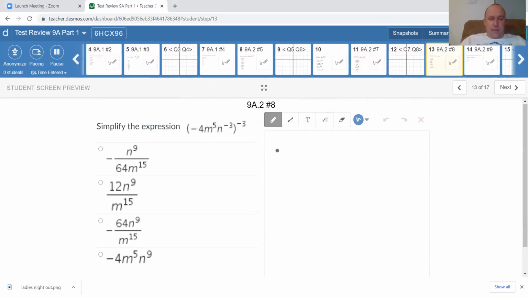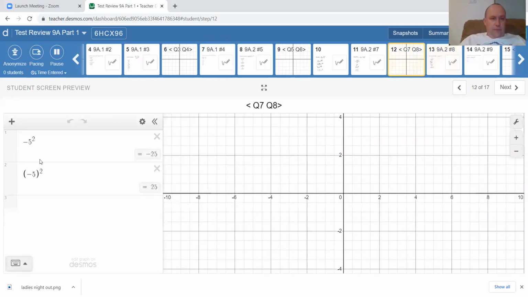All right, question 8. So this time I got to do all these terms to the power of -3. So I got to do -4 to the power of -3, I have to do m to the power of 5 to the negative 3. And the last one is n to the power of negative 3, also to the power of negative 3. So let me use the Desmos calculator for the first one.